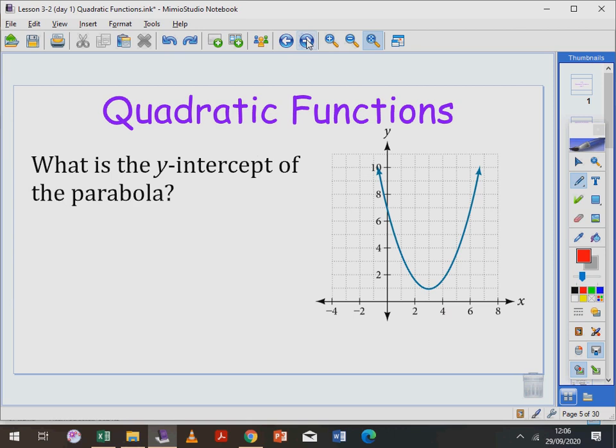What is the y-intercept of the parabola? That is the point where that parabola cuts the y-axis, and for this parabola that point is y is equal to 7.